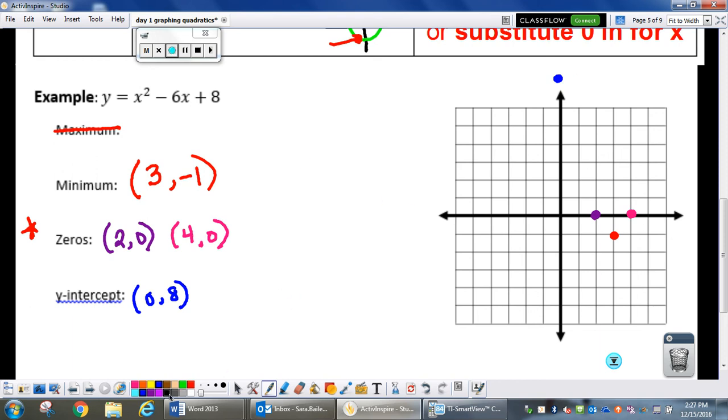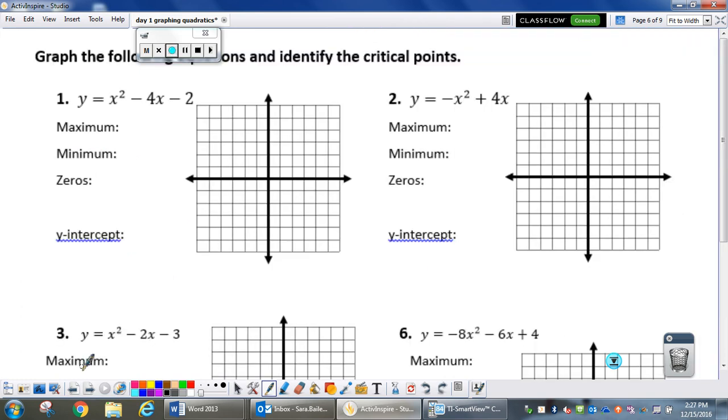And then you also want to connect, just do your best job to connect and make it a parabola. So this is a parabola facing up. Okay, it's always nice to put your arrows on. Okay, so that was a good example. I'll also do an example. Maybe I'll do number 2 as an example because that's a -x squared.